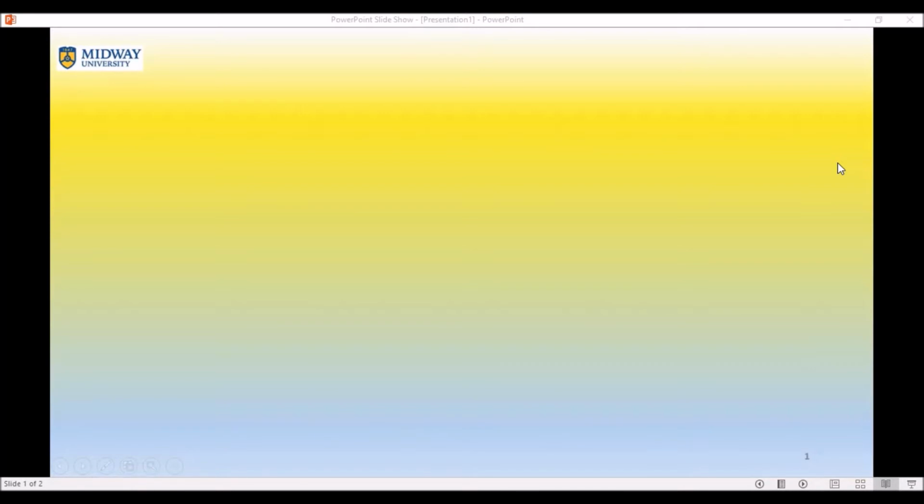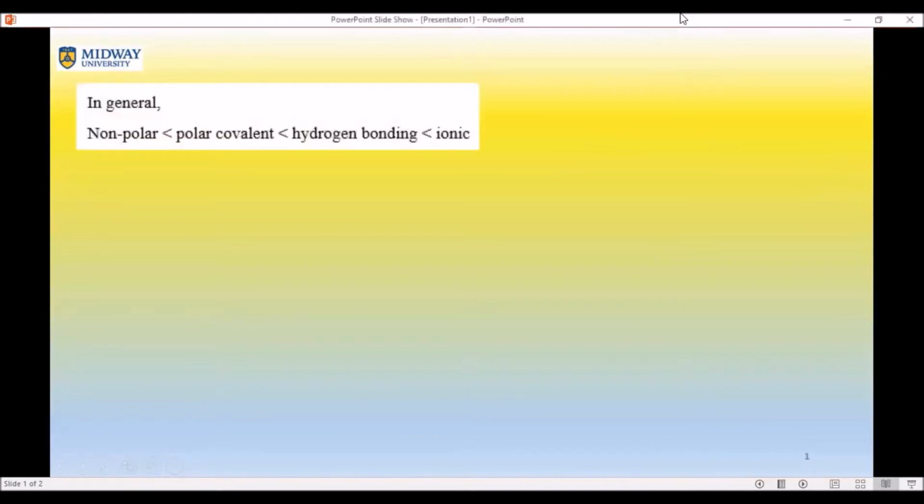Right now, what I have created here is a generalized sequence. Okay, this would work for most cases. Now, what I mean by nonpolar is less than, polar covalent is less than, hydrogen bonding less than, ionic is greater. As you progress from nonpolar compounds all the way to ionic compounds, the effect on vapor pressure is significant.